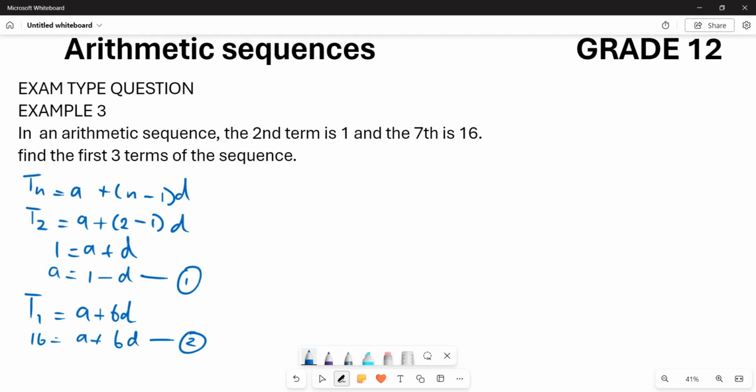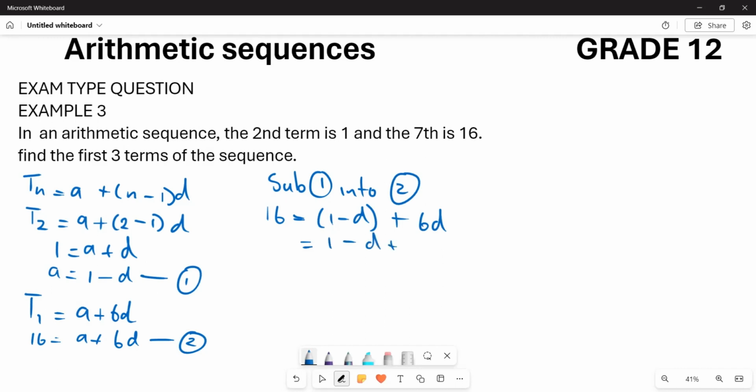So what is it that you're going to do? Simply substitute equation 1 into equation 2. You're substituting where there is a, so this is the same as 16 = (1 - d) + 6d. And now this is the same as 16 = 1 - d + 6d, isn't it so?